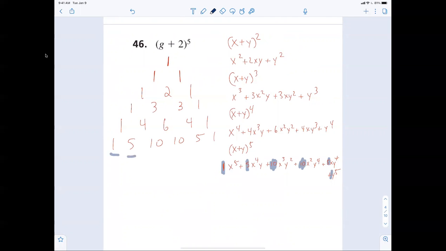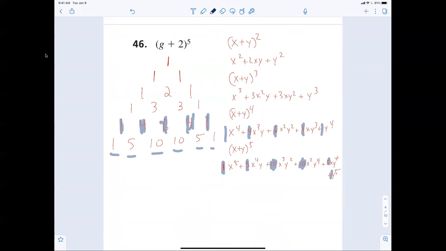These are the coefficients of the expanded binomial. If you look here, 1, 4, 6, 4, 1. Those are the coefficients of the expanded terms. So you can do this stuff really quickly, if you know Pascal's triangle.